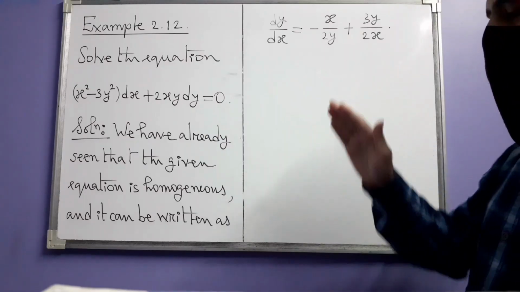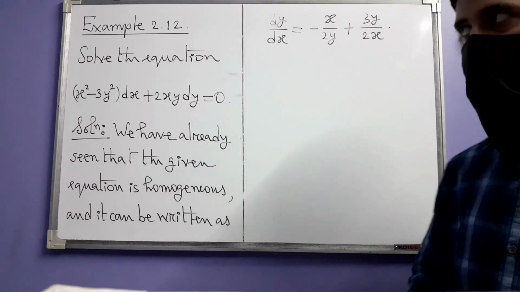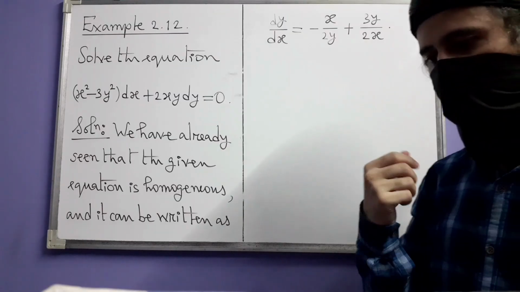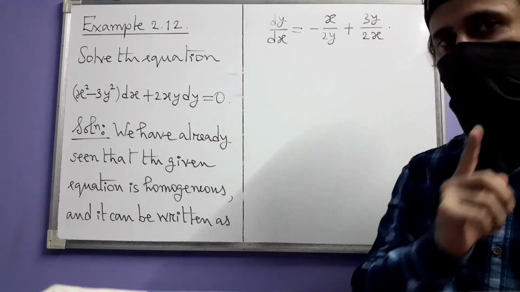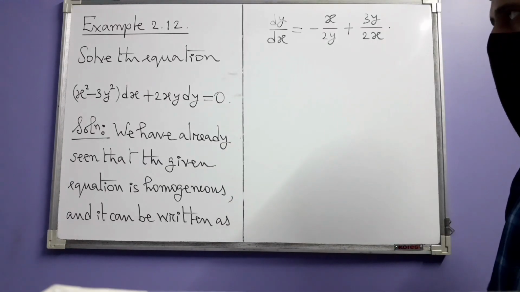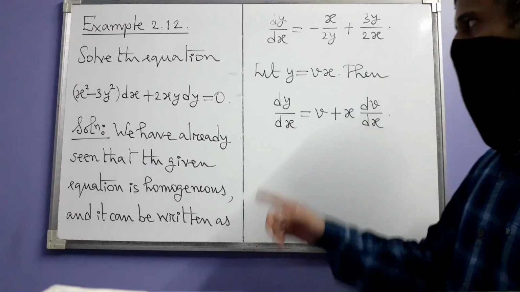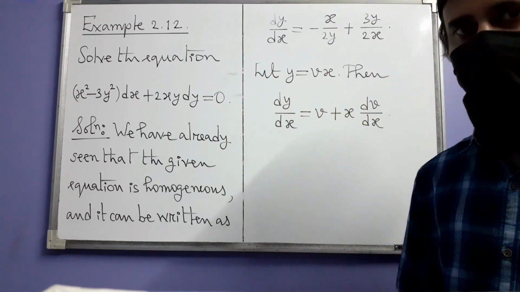Anyway, you can view it either way. So now we are going to apply that transformation, y = vx, which will turn this equation into one having only the variables v and x, and that equation will be a separable equation, and then we can solve that. So this is the transformation, y = vx. v is our new variable.